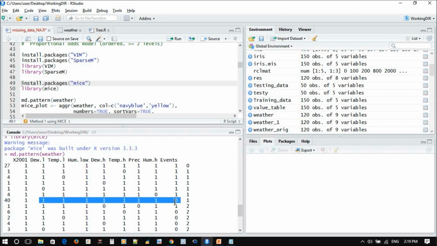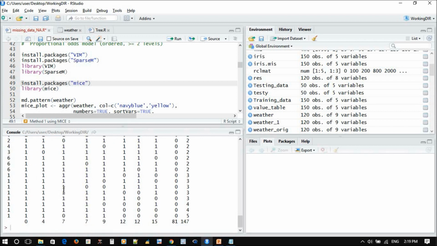a 0, or missing data, with the events. So 0 means missing data here, and 1 means data. Okay, so you can understand it like this. It just gives you a general description of your data.